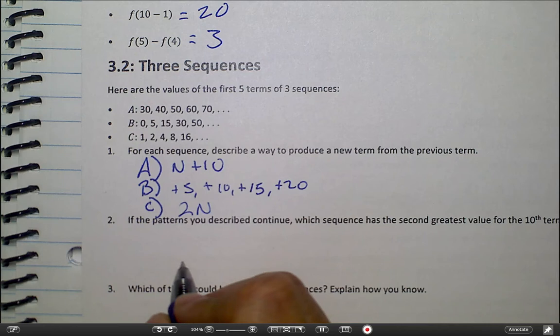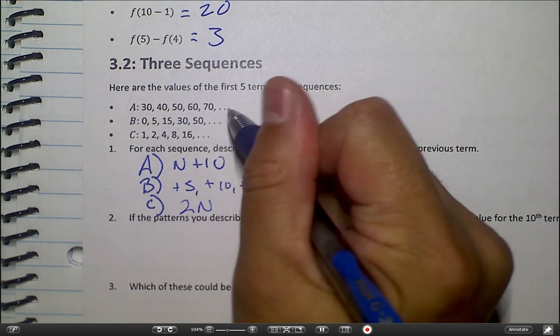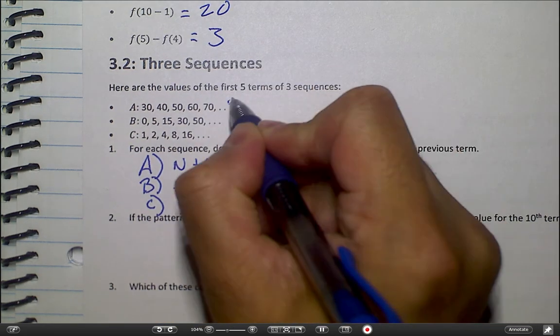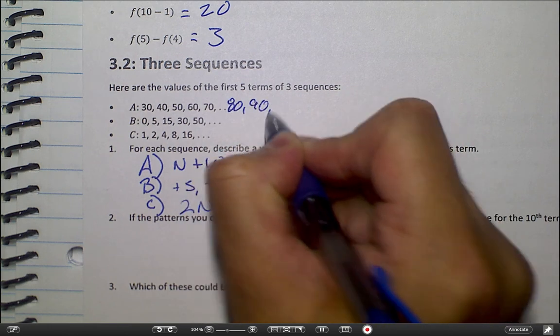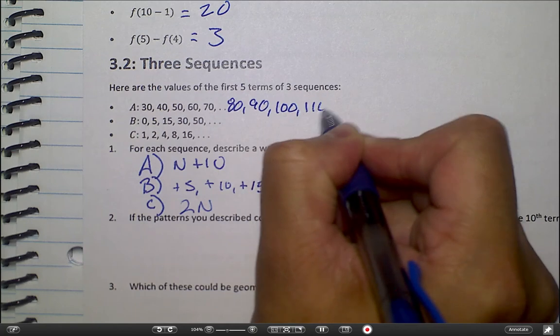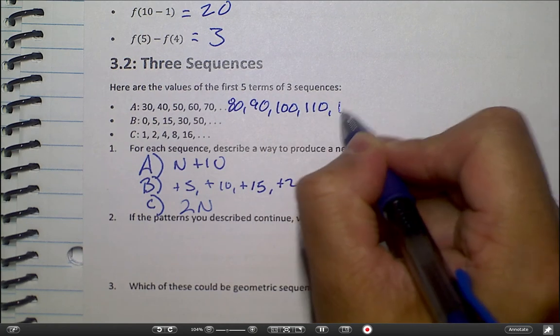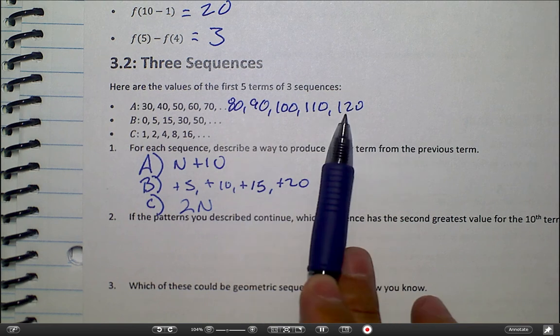All right, so let's continue my pattern here. What's the next term that comes after 70? 80. After 80? 90. After 90? 100. After 100? 110. And that is my 10th term.